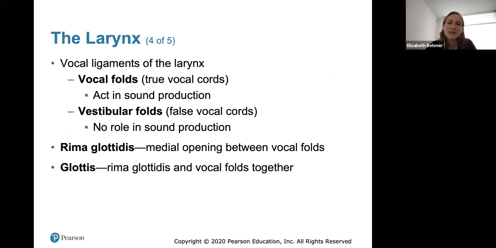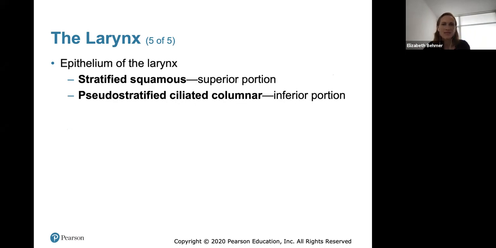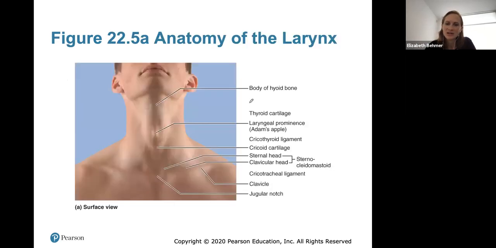The vocal ligaments of the larynx, you have vocal folds and vestibular folds. The vocal folds are your true vocal cords that act in sound production. The rima glottidis is the medial opening between vocal folds, and the glottis is the rima glottidis and vocal cords together. The epithelium of your larynx starts off as stratified squamous and then continues down as pseudostratified ciliated columnar. And this is often the epithelium that we associate with the respiratory tract organs, especially moving down into the trachea and some parts of the bronchioles.